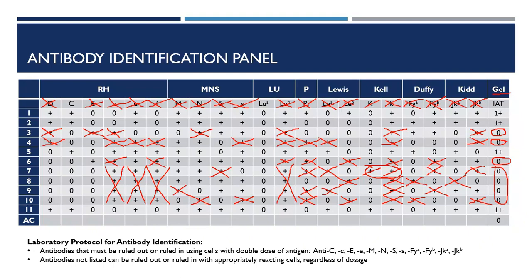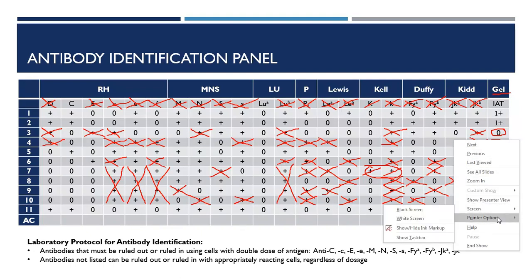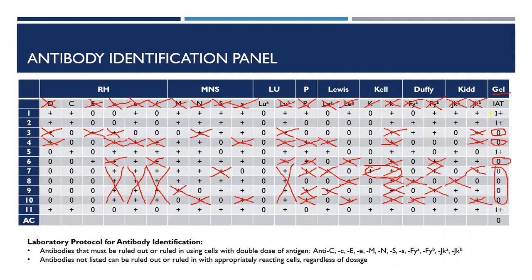So now if I look here at the top, the only specificities that I have not ruled out are anti-big C and anti-Lutheran A. So my next step in the guideline for interpreting a panel is to match the pattern of reactivity. So I'm going to change to a highlighter here. I have 4 cells that are reactive, and if I match with my first specificity that has not been ruled out, every time I have a positive reaction, look, I have that antigen present.